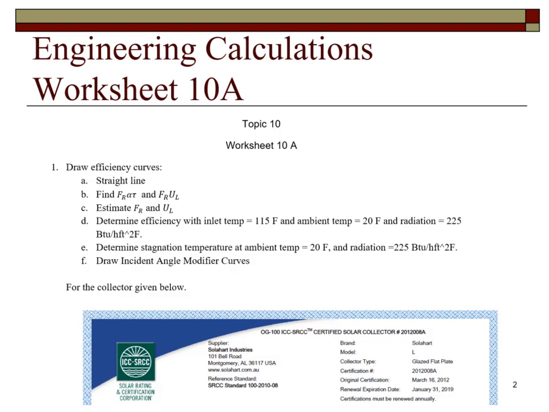We are determining the efficiency when the inlet water temperature is equal to 115 degrees Fahrenheit, the ambient air temperature is equal to 20 degrees Fahrenheit, and the solar radiation is equal to 225 BTUs per foot squared per hour. Also, to determine the stagnation temperature when the ambient air temperature is equal to 20 and the solar radiation is equal to 225 BTUs per square foot per hour, and we are to draw the incident angle modifier.